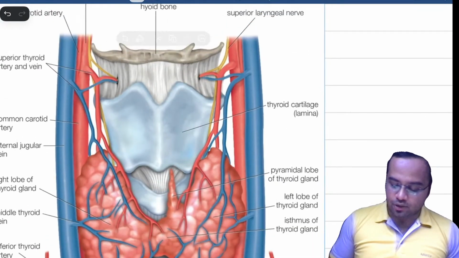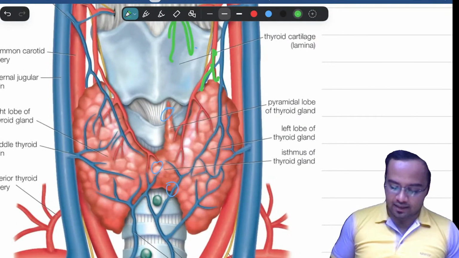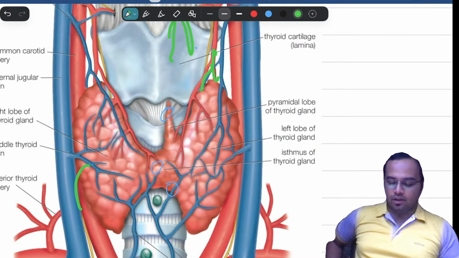Superior thyroid artery is going to be there. This is the superior thyroid artery, and this is your inferior thyroid artery. So either the superior or the inferior thyroid artery is going to supply the gland.